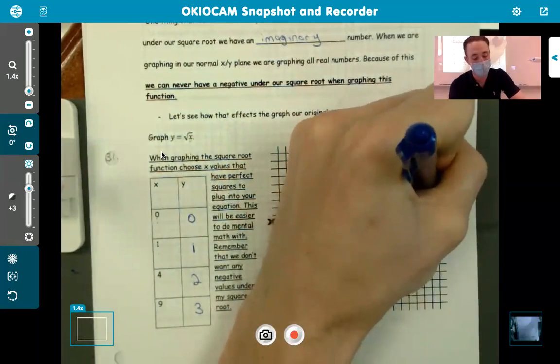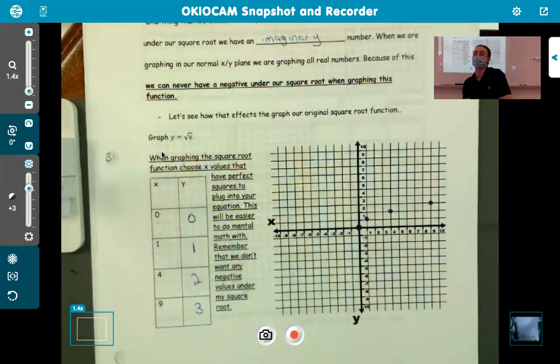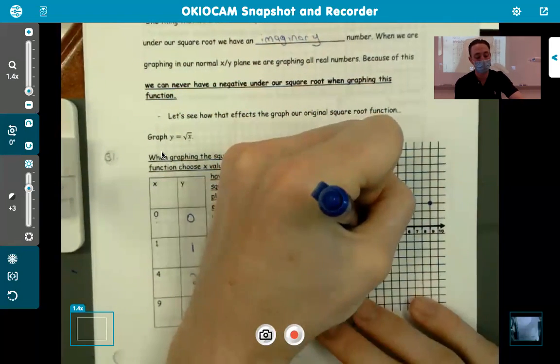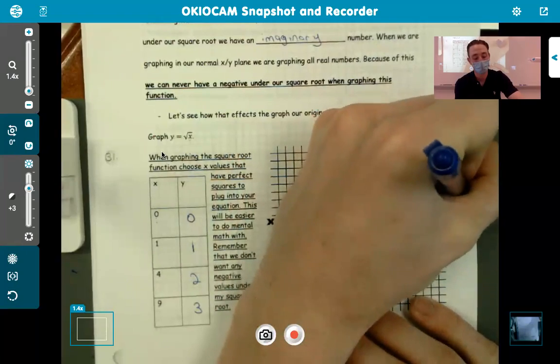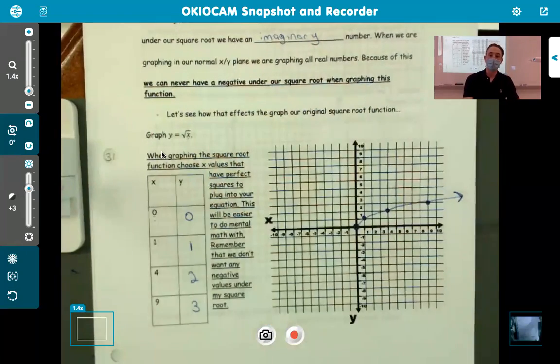When you're going through and doing this on your own, I would suggest doing about 3 or 4 points to understand what the shape of your graph is going to look like, although it should be the same for this particular function most of the time. When I go through and draw, that's what my graph looks like, okay?